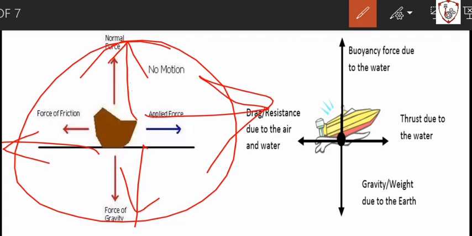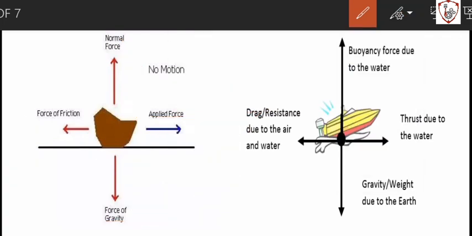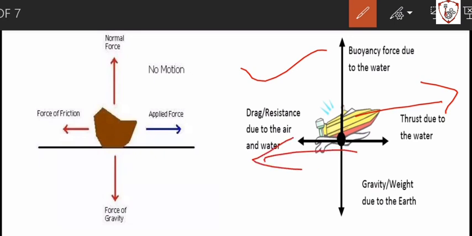Now in the second case, if you see here, there is a motor boat. It is moving in the rightward direction, its machine is pushing it, so it has a force applied in the rightward direction as a thrust. And there would be a drag of the water working at the bottom of the boat, that would be working exactly opposite to its motion.